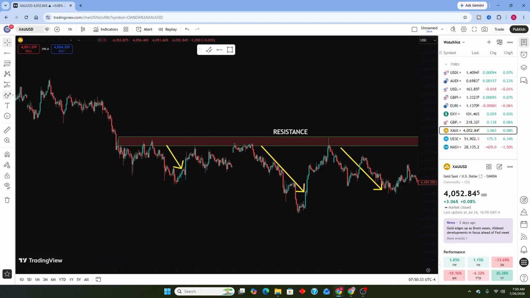So when we come here and we see price drop, come up, drop, wiggle, wiggle, wiggle, drop, drop, drop, come back up, come back up, come down, come back up, come down.